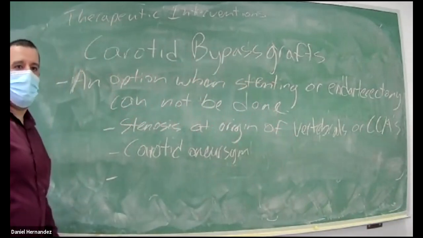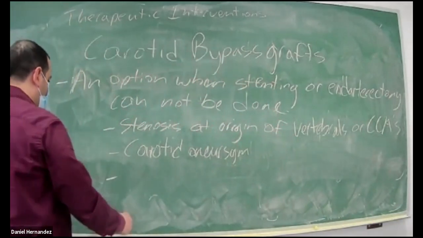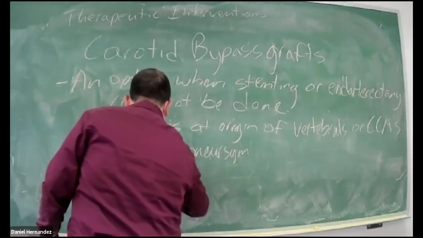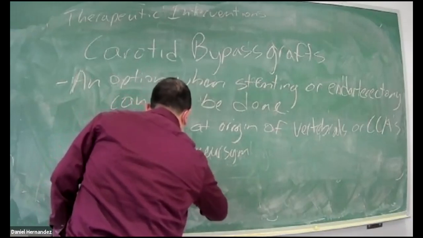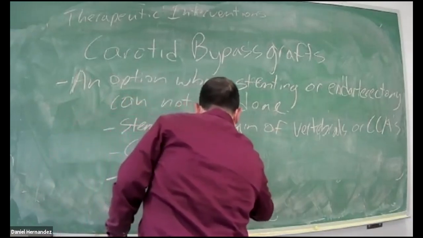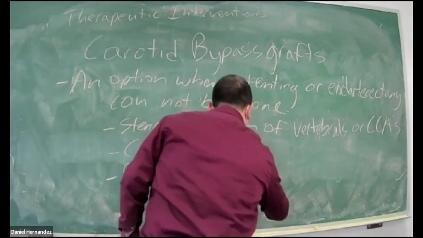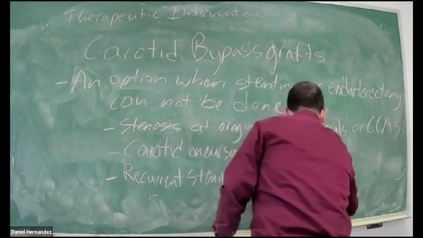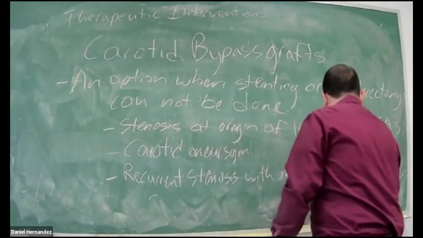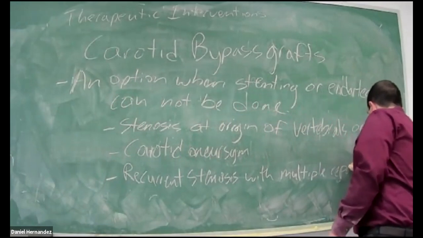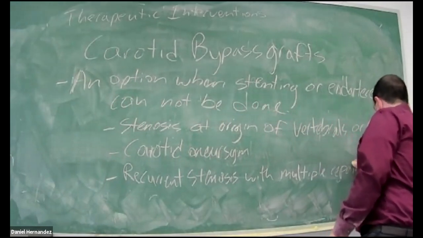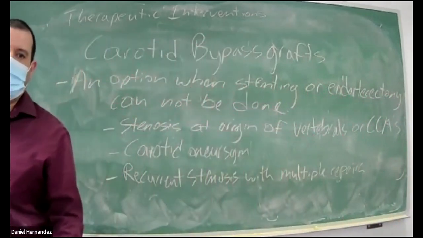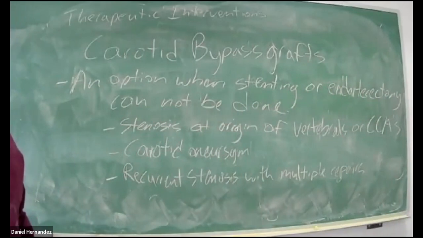Or if the patient has recurrent stenoses with multiple repairs. Recurrent stenosis, multiple repairs. Well, that's the patient that keeps developing plaque, even though we've done the endarterectomies, we've tried stenting it, we've done other options.